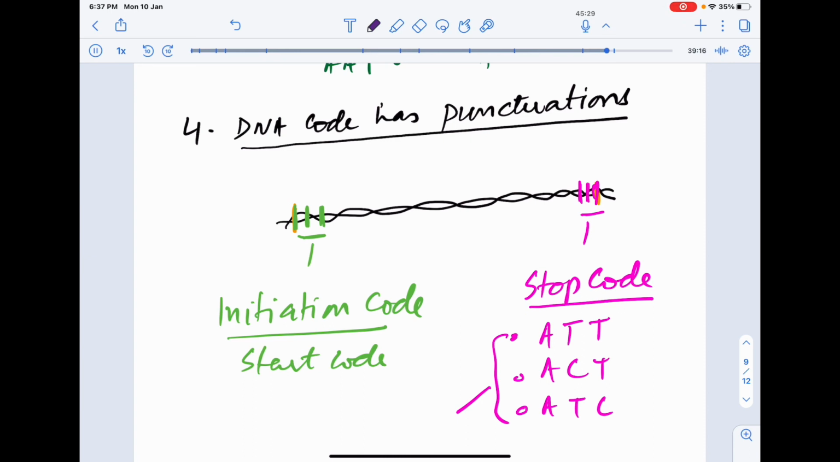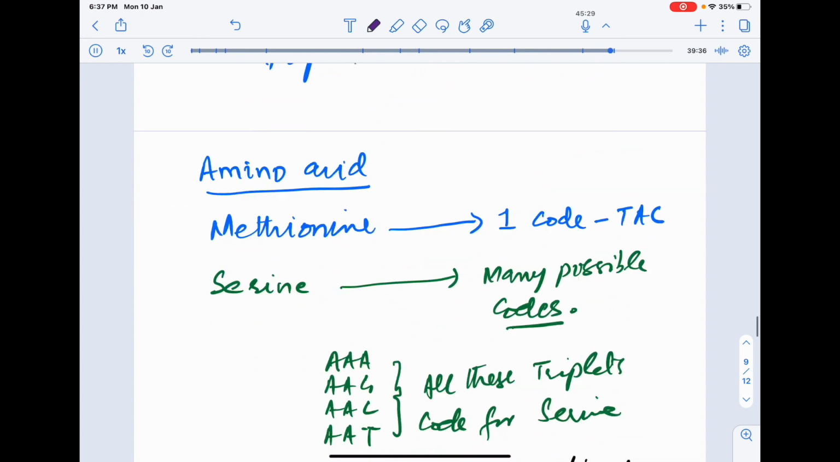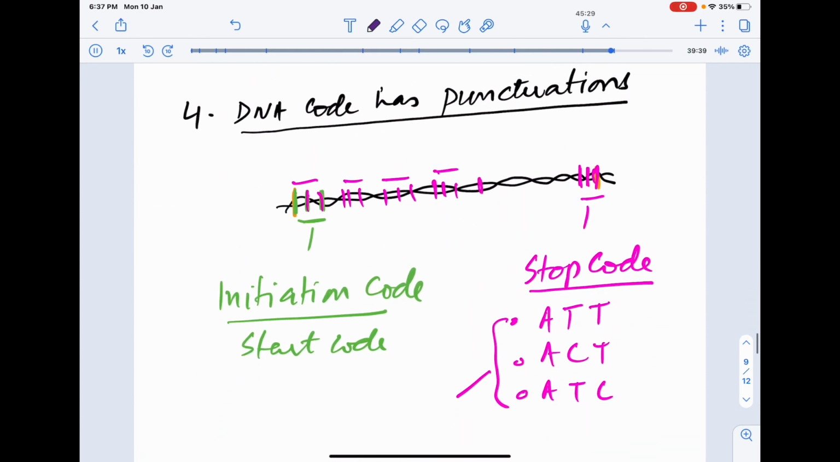However, punctuations like commas are not present in a DNA molecule. The coded information in a gene is read continuously. So these are the consecutive nucleotides or genetic codes present on a DNA molecule. So there are no free nucleotides present that do not code for anything. So these consecutive nucleotides code for consecutive amino acids. So that is how the punctuations for stop code are present on a DNA molecule, but not for other commas, etc.